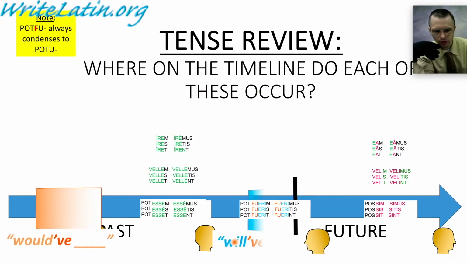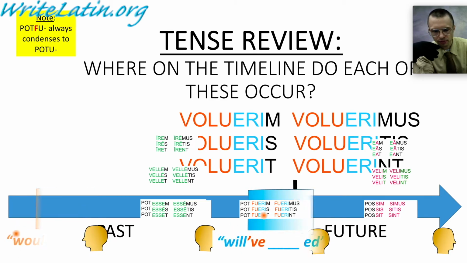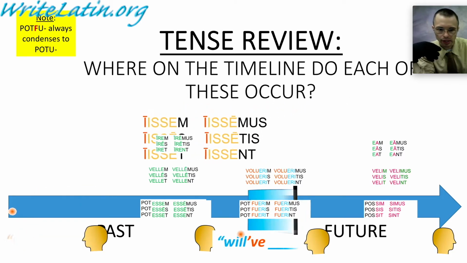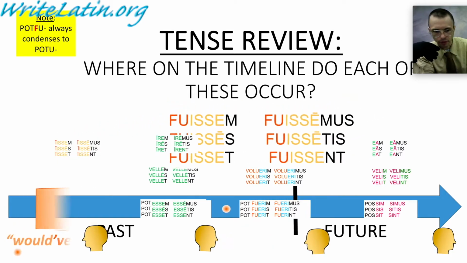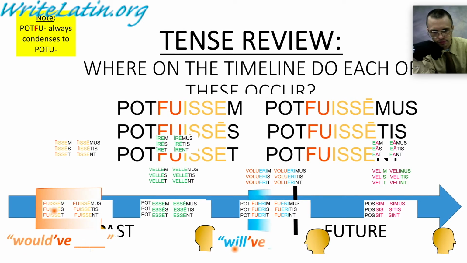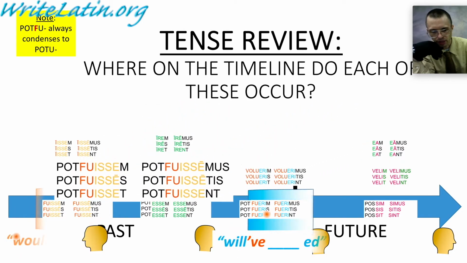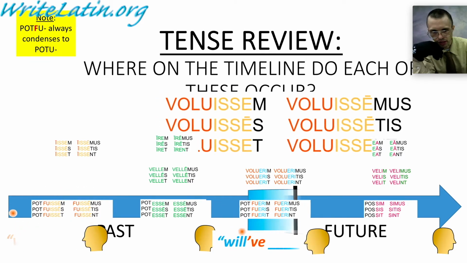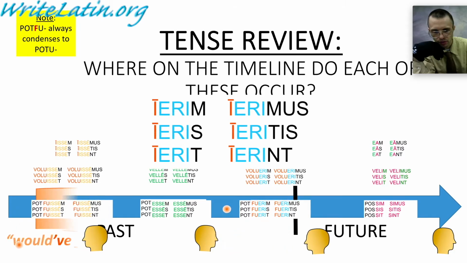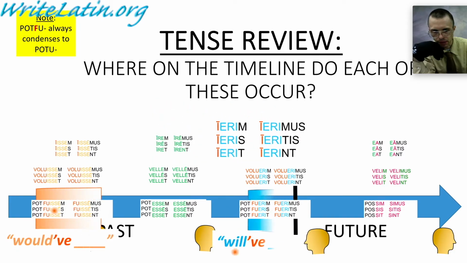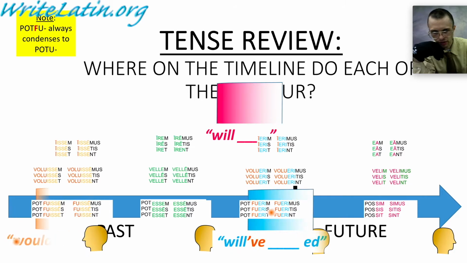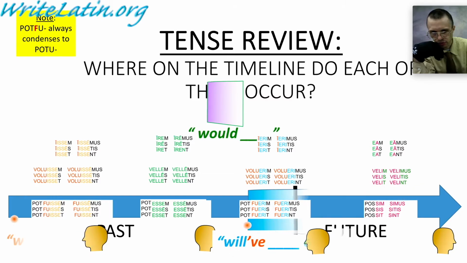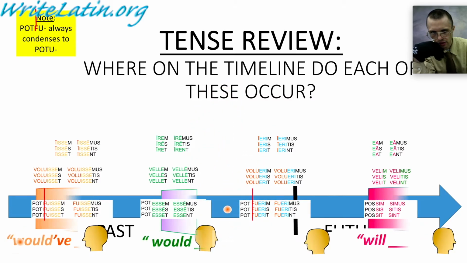Vellem, would've, is past backward looking, present backward looking, past backward looking, past backward looking. Potuissem, past backward looking, I might have been able. Past backward looking, I might have wanted. Present backward looking, I may have gone. Present forward looking, past forward looking, and that's them all.